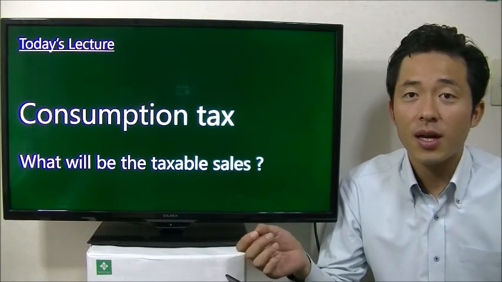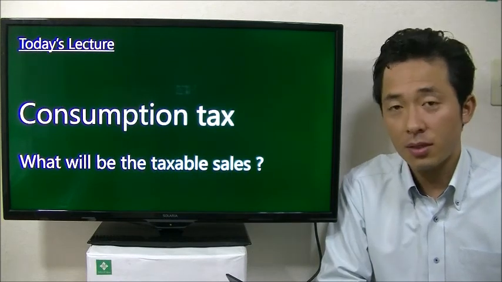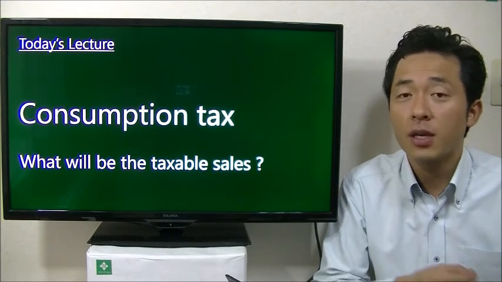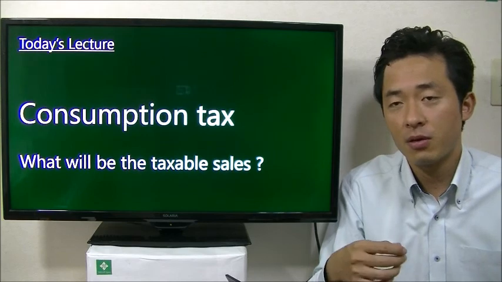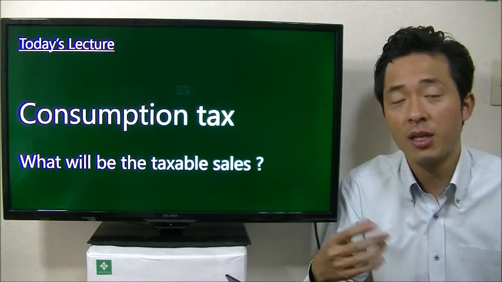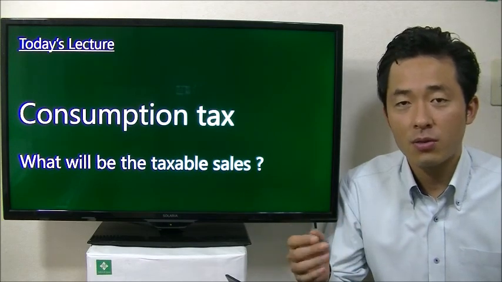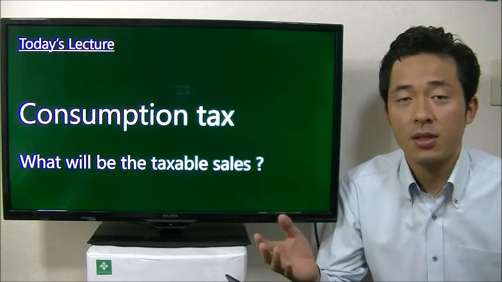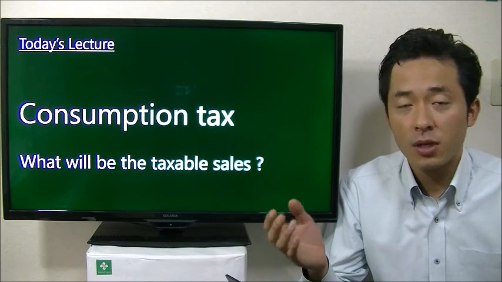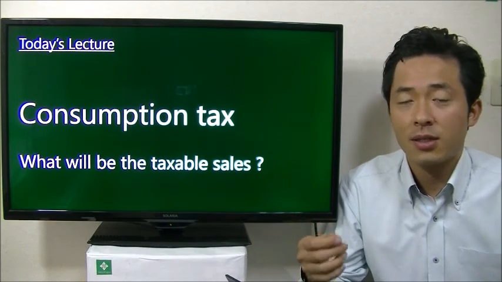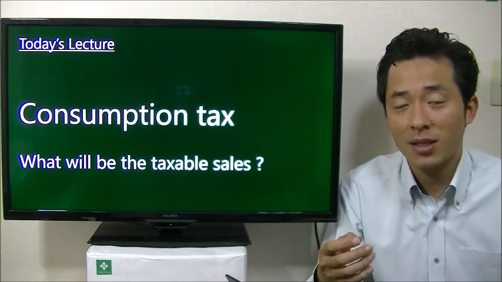Good morning, entrepreneurs. Today's lecture is about the consumption tax. In Japan, if you buy anything, if you purchase a good or product, you pay 8% consumption tax. But not all the products or services are taxable in Japan. So today I will explain what a taxable transaction is and what the others are.